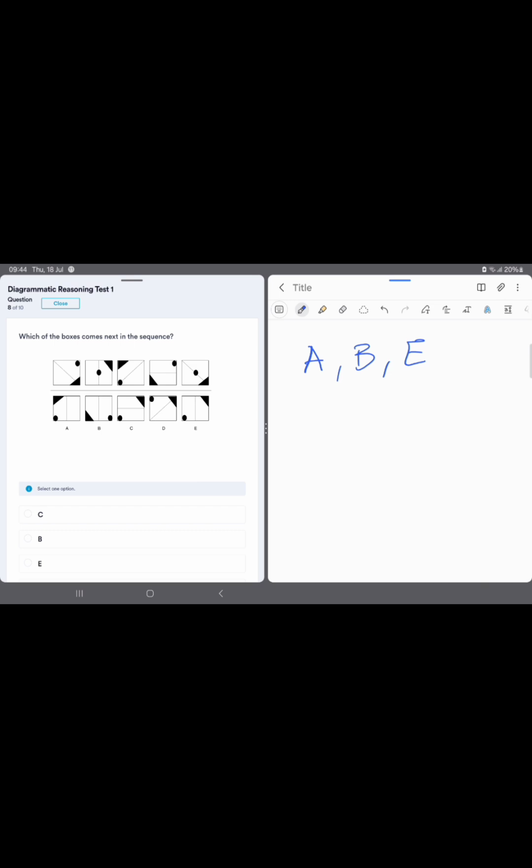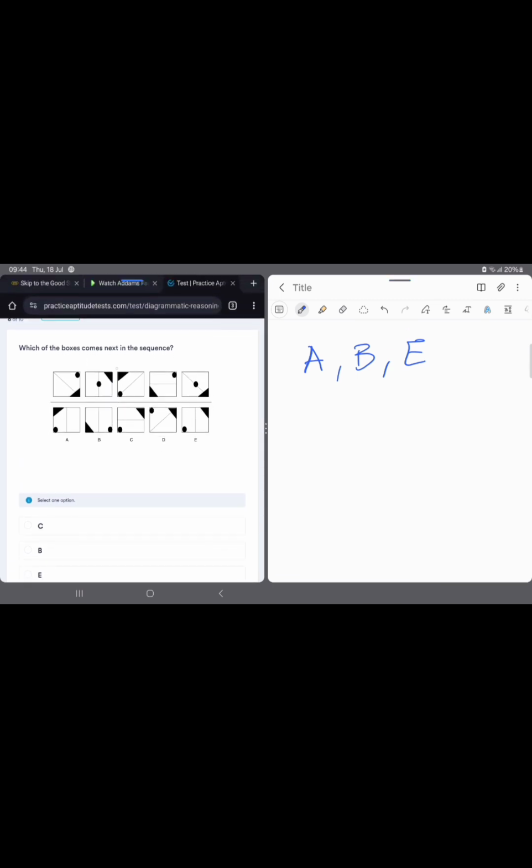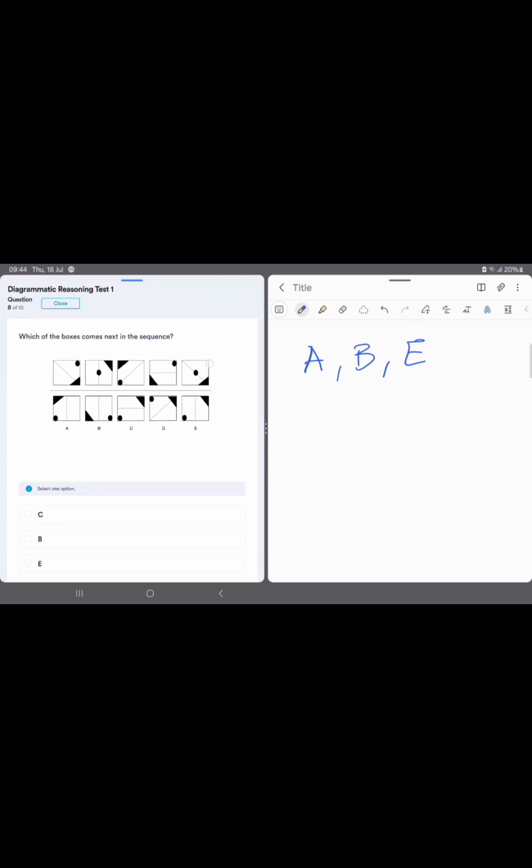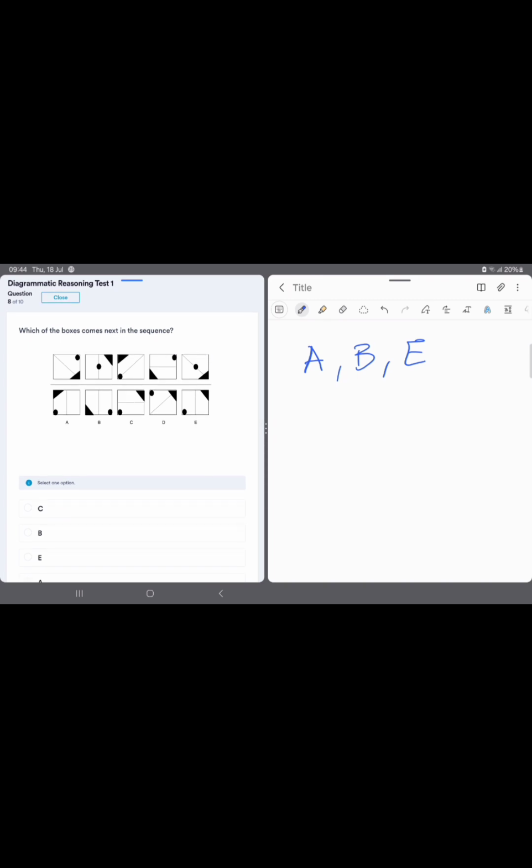Okay, and then the next thing to look at is the triangle. With the triangle, we can see it moves up here, and then moves left, then down, then moves to the right. Meaning that in the next diagram, it has to move up and be at the top right corner. The only option that has that is E. And so this cancels out A and B.